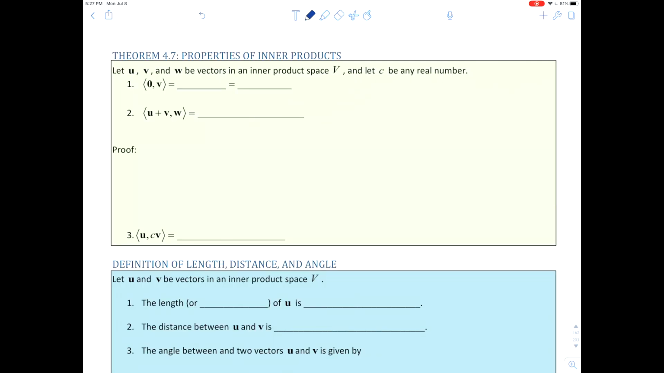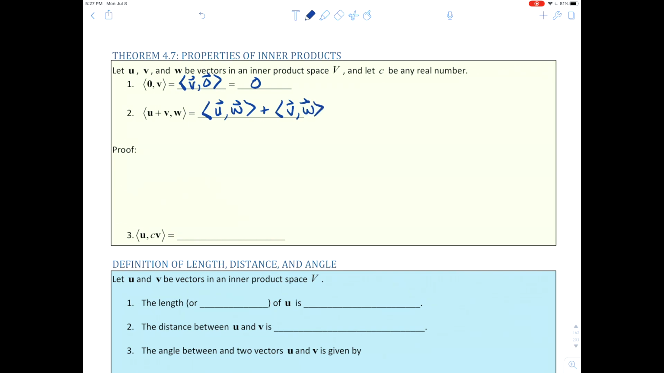Cool? Properties of inner products. Let u, v, and w be vectors in an inner product space V, and let c be any real number. It turns out that the inner product of the 0 vector with some other vector v is equal to the inner product of v with the 0 vector, which is equal to the scalar 0, right? And then you can go the other way, similar to a property you saw in the axioms. The inner product of u plus v with w is equal to the inner product of u and w plus the inner product of v and w.